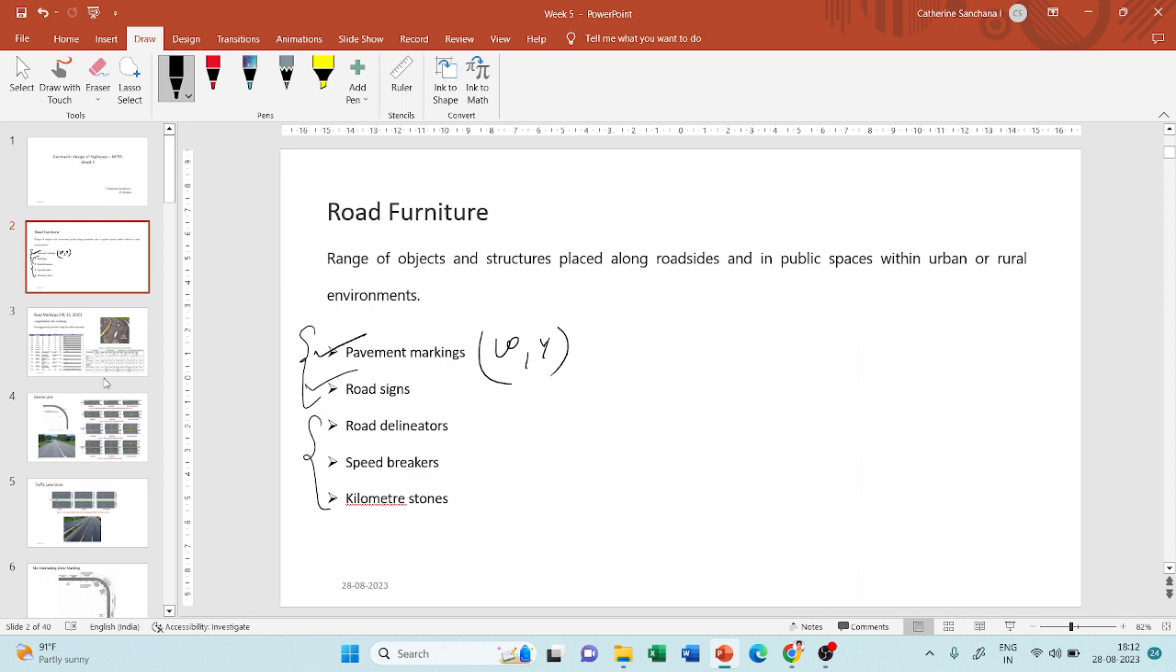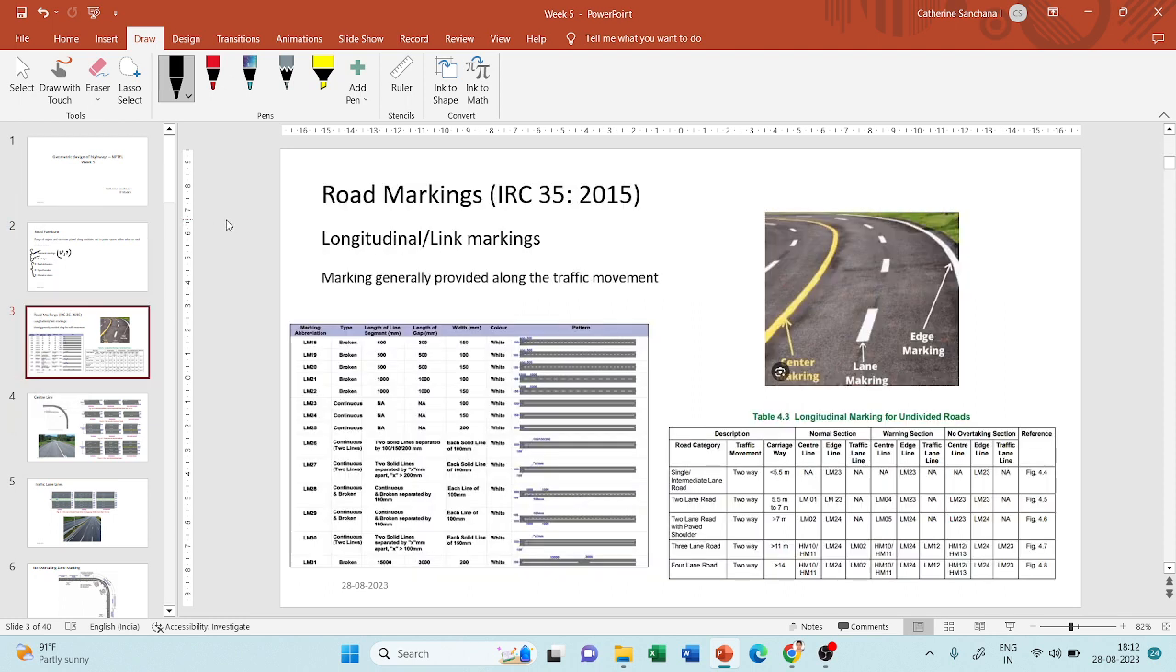So first, let us begin with pavement markings. As I told you, the most common pavement marking which we would have seen is this white line.